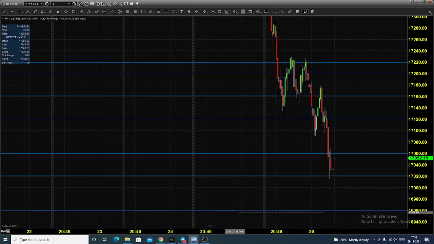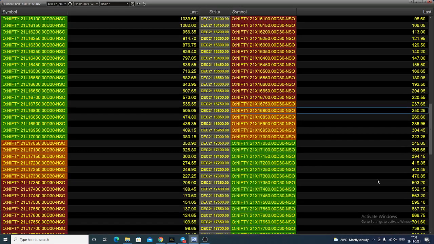How can we do this in the options market? Let us go and see the option chain. The option chain you are seeing is for the December month, the monthly expiring contract on 30th of December. In this, we can select the 16,800 put option.